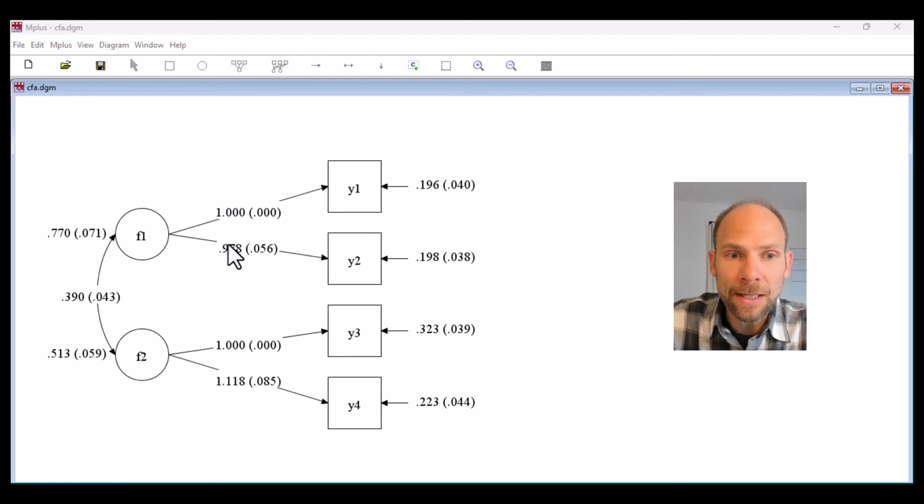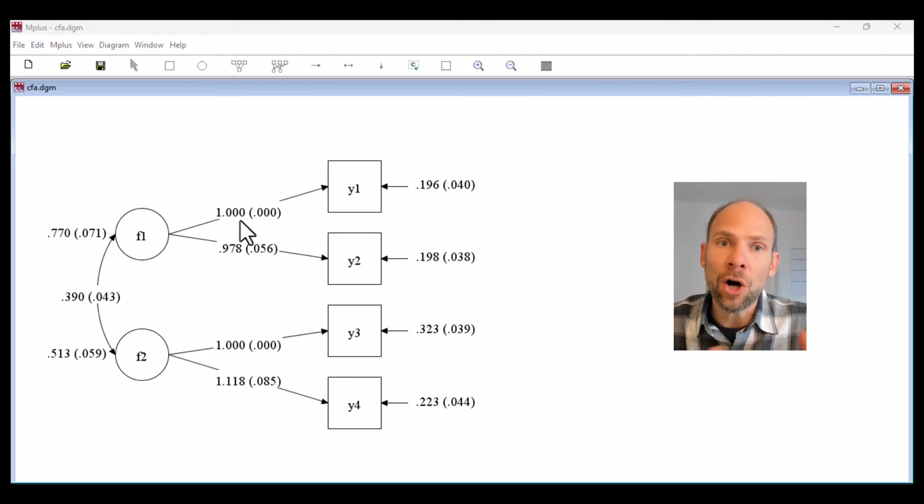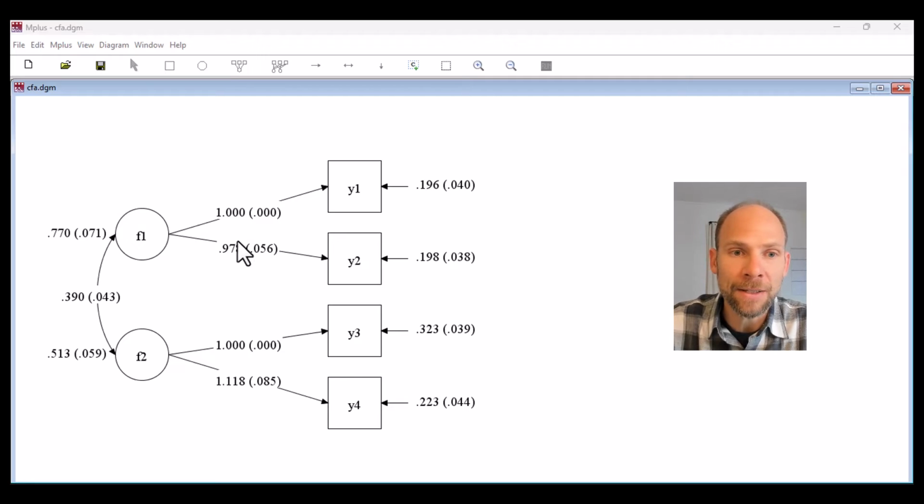What is interesting here is that the second loading, which is freely estimated and is estimated to be 0.978, is very close to 1. And so that tells you something. So it's all relative, so to say. It tells you that the second indicator has pretty much the same metric as the first one, because this is barely different from 1. And probably if we constrained this loading to 1, the model fit wouldn't get any worse, or not much worse, meaning this is probably not significantly different from 1.